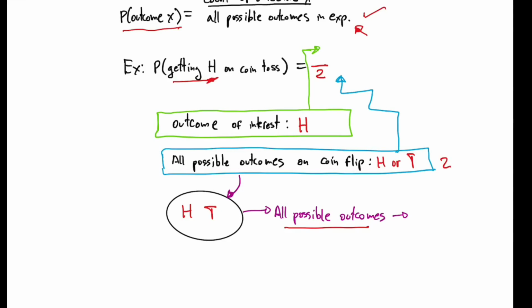What's going to be the numerator is your outcome of interest, which is going to be heads. So how much of that do we have? We have 1. So our numerator is going to be 1. So 1 divided by 2 equals 0.5, which means that our probability of getting heads on a coin toss is going to be 50%. So this is a really basic understanding of how we're calculating probability theoretically.